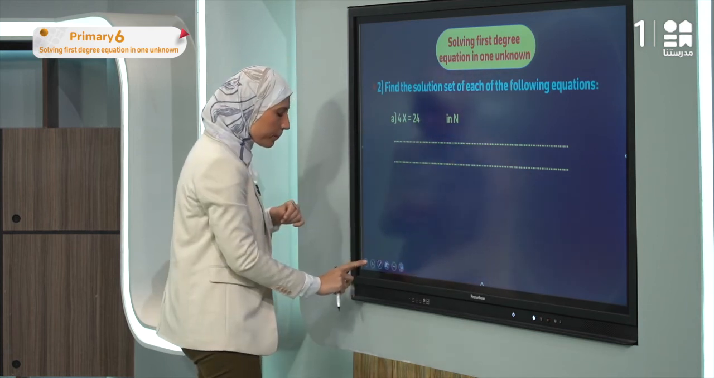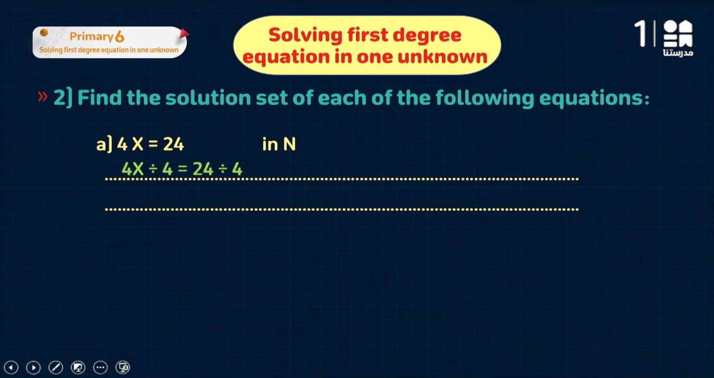So it will be 4x divided by 4 equals 24 divided by 4. Of course 24 divided by 4 gives me 6, and 4 divided by 4 equals 1. 1 times x equals x. So x will be equal to 6. Now, my solution set: 6 is in N. Of course I have a positive 6 in N. So my solution set in N equals {6}.